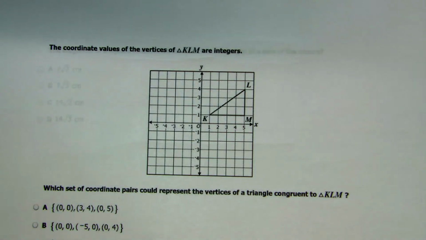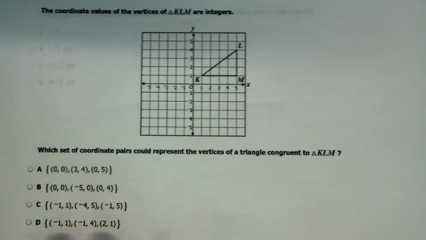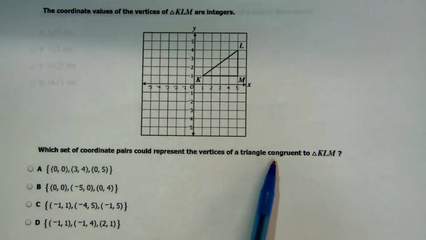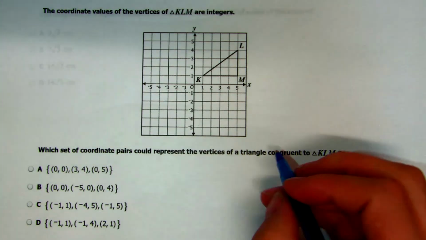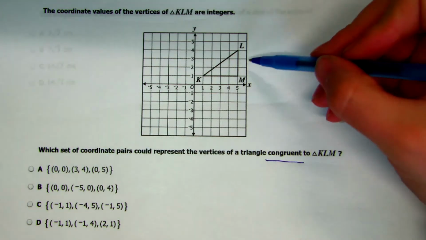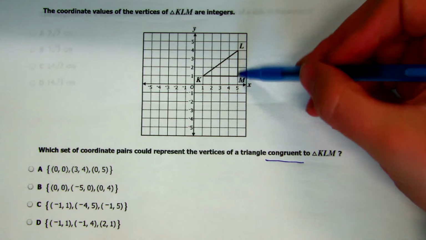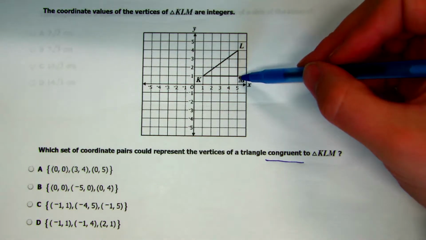We have another tricky problem right here. We're given the coordinates of a triangle, and we're asked to find a triangle that is congruent to KLM. Now, the triangle that we're given is on a coordinate plane. So for the most part, what we can do is measure distances on the coordinate plane. There's not much else that we can do.